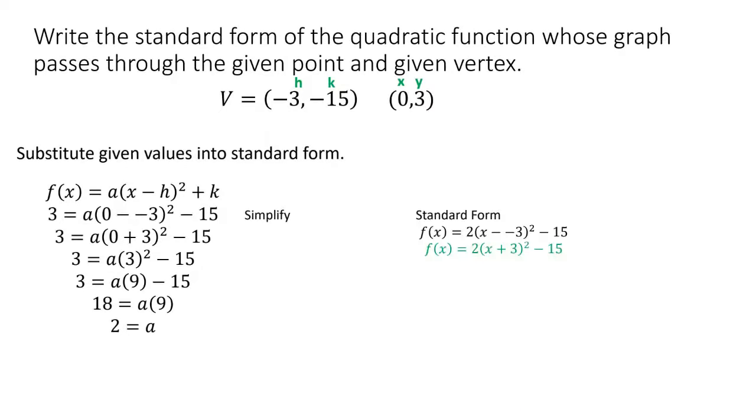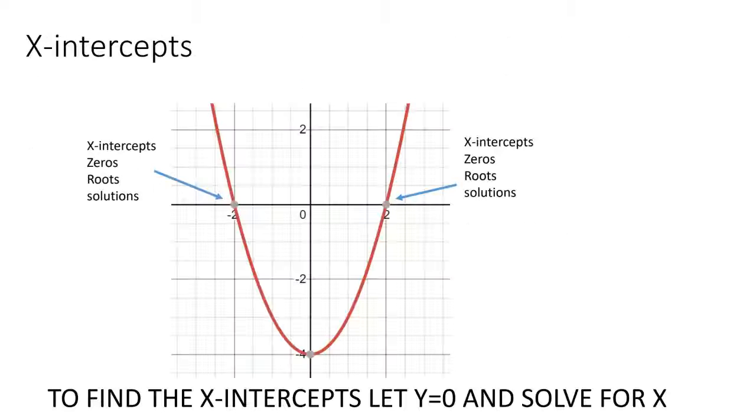So now we can take our information and plug it in. My a is 2. I plugged in my vertex and simplified. So my answer is f of x equals 2 times (x plus 3) squared minus 15. Okay. Any questions on that last slide?